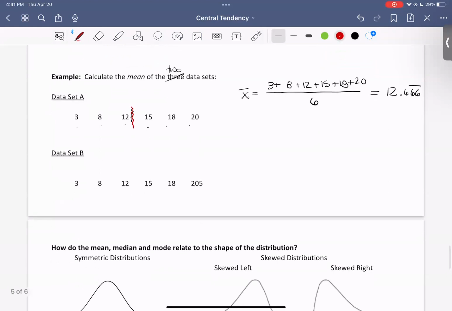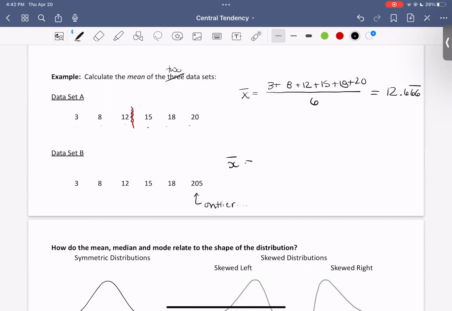Now let's look at this data set B. Let's just take a moment before we compute that mean to reflect on how this B data set is different than our A data set. Well, you should notice that we have a 205 here. In the original data set, our largest number was 20. So we can get a sense that this 205 is kind of an outlier, meaning it's a value that's very far from most of the other data values. So let's see how this outlier affects our mean.